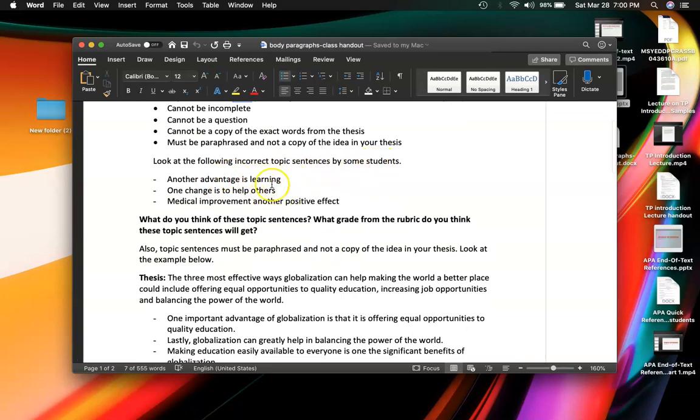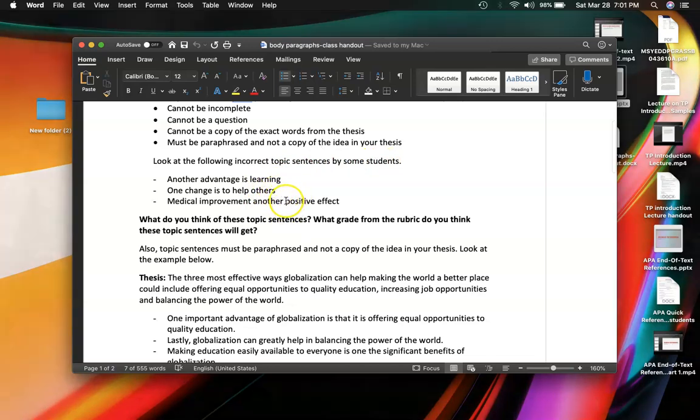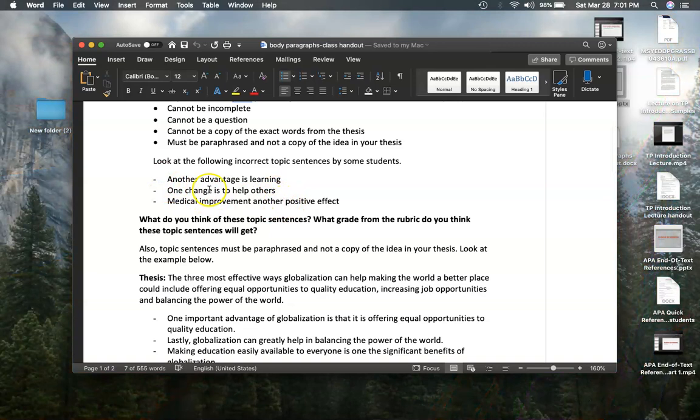Now these are 3 topic sentences that I took from 3 different students' papers. Number 1, look at this one. "Another advantage is learning." Now maybe you can say this is a transition, this is the focus of the paper, like advantage, but advantage of what? That focus is there, but the topic is missing. "Is learning." Learning what? This is like a heading. It's not a complete sentence anyway.